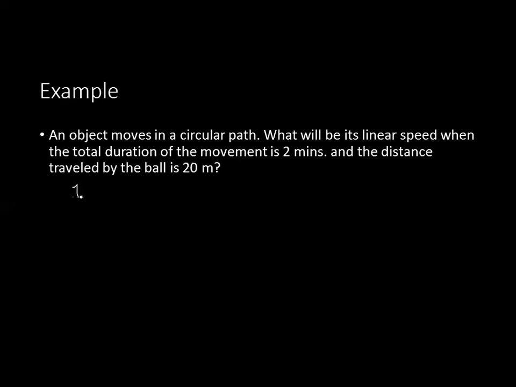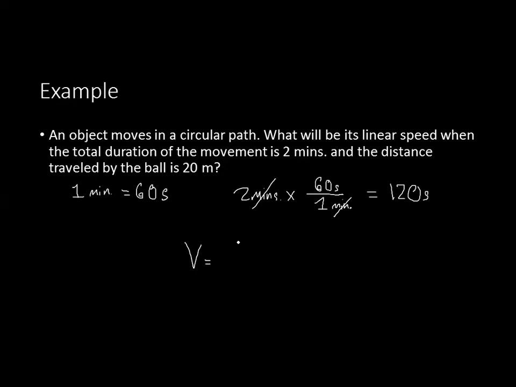All right. So let's try converting the minutes into seconds. Recall that 1 minute is equivalent to 60 seconds. If you're going to convert 2 minutes into seconds, you will multiply it by 60 seconds all over 1 minute so that we can cancel the minutes. So we have 2 times 60 seconds all over 1. The result is 120 seconds. Now, divide the distance, which is 20 meters, by 120 seconds. What would be the answer? Approximately, this is 0.17 meters per second.